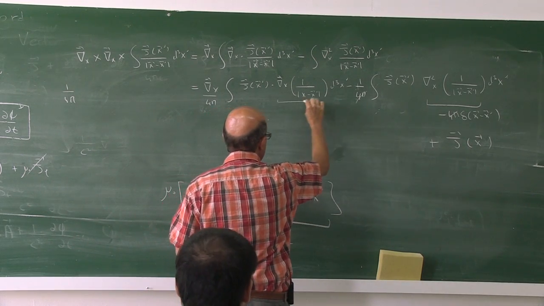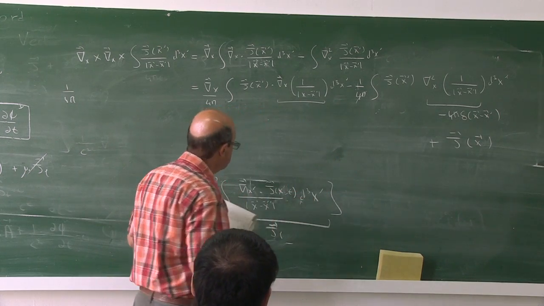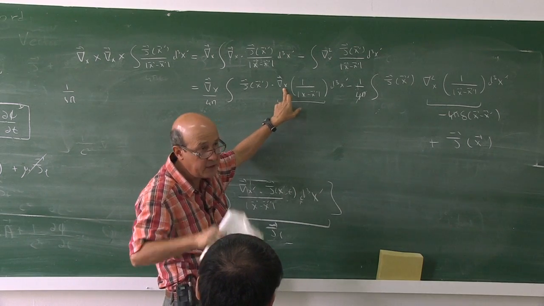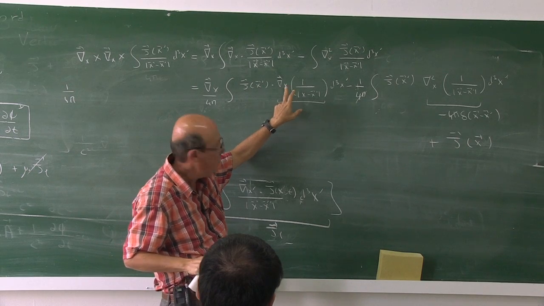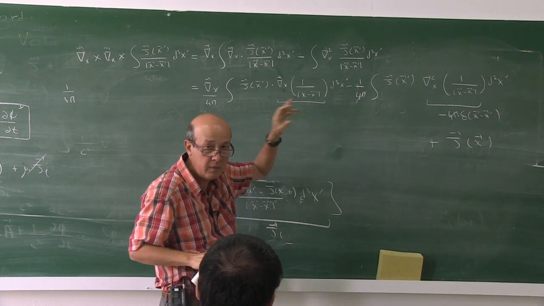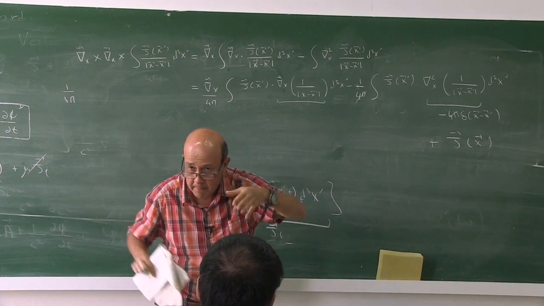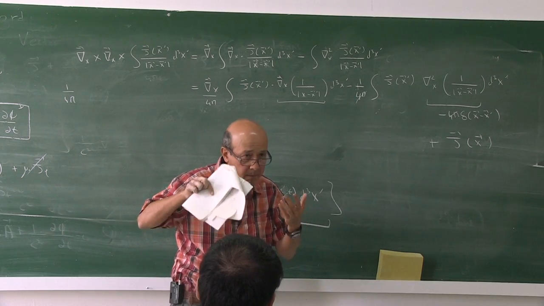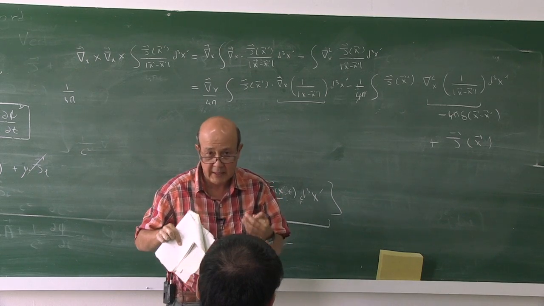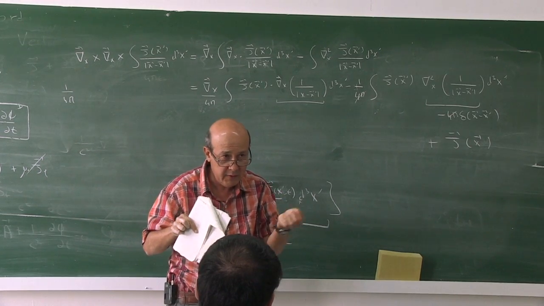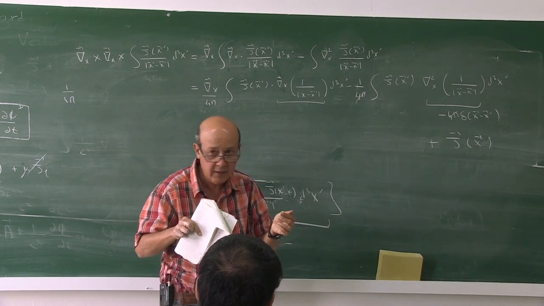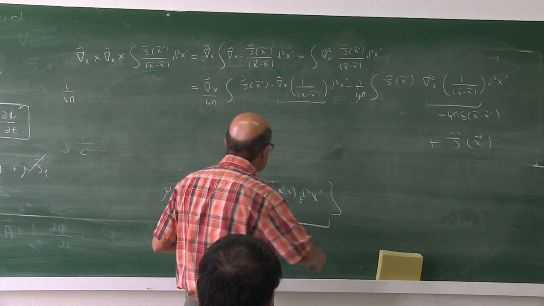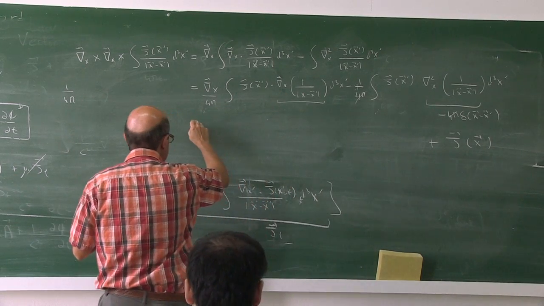Instead of this, what happens if I take the gradient with respect to x prime instead of x, what will it be? Gradient of x of 1 over x minus x prime magnitude is equal to what? Gradient with respect to x prime of 1 over x minus x prime. What is the relation? There's a very simple relation. One is the negative of the other. Do you remember? Yes. So that turns out to be the following.